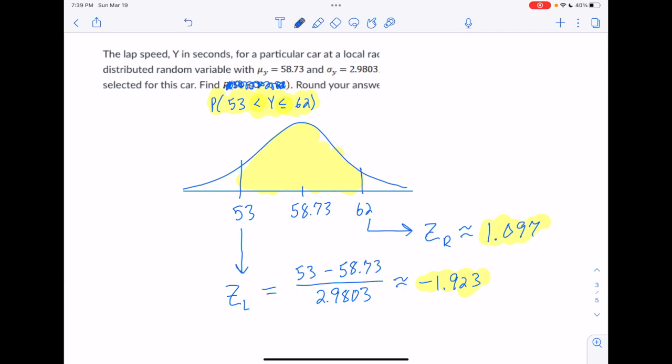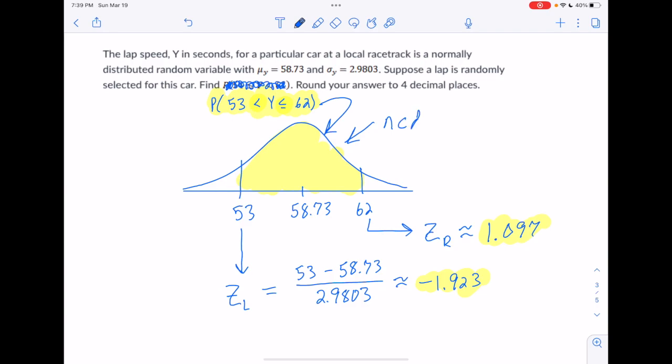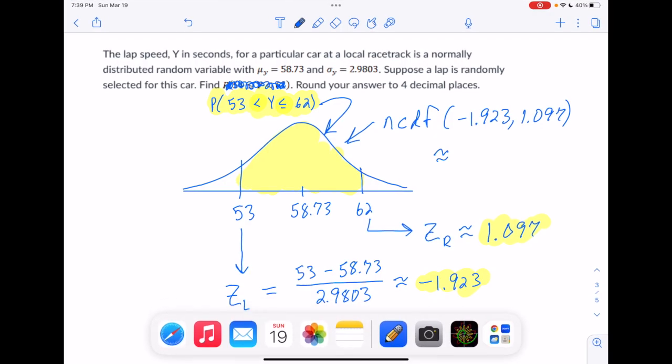All right, so that probability we want is this area in the middle. When you know boundaries and you want area, that's where normal CDF gets used. So normal CDF, left-hand boundary is negative 1.923, right-hand boundary 1.097, and then I'll put that into the calculator and round that to 4 decimal places. So let's go do that.